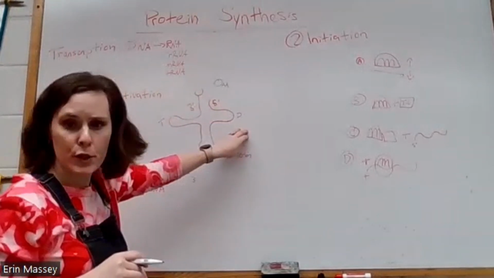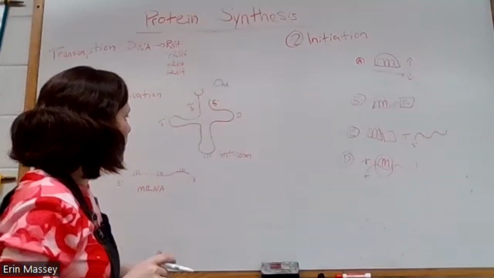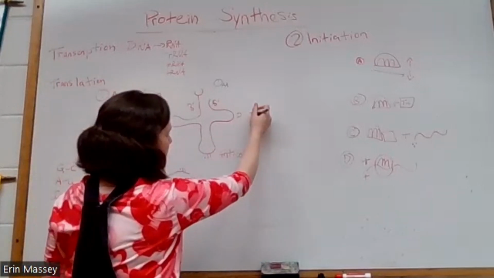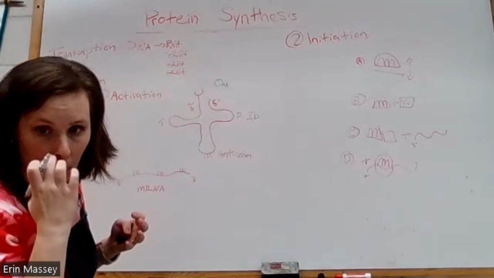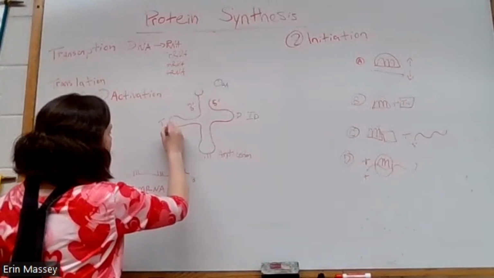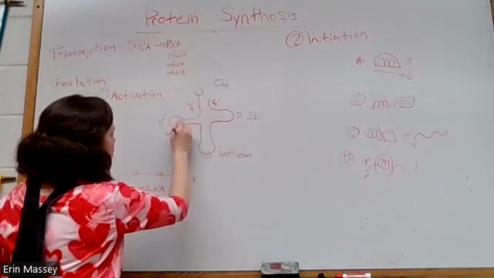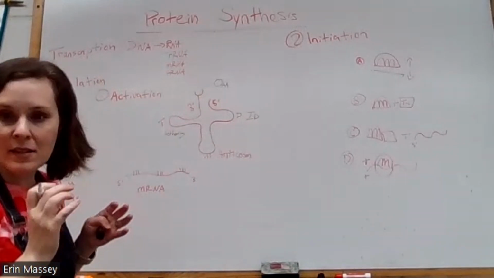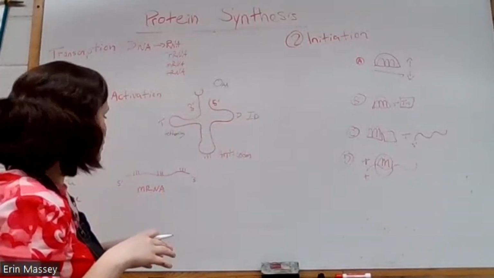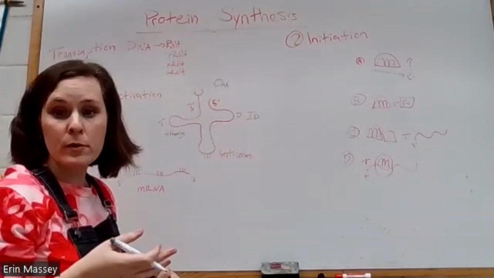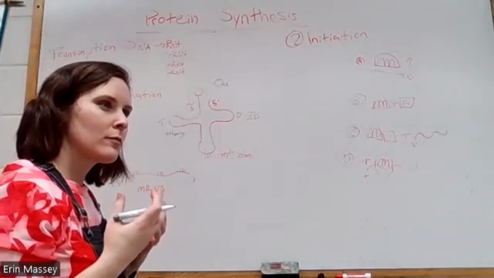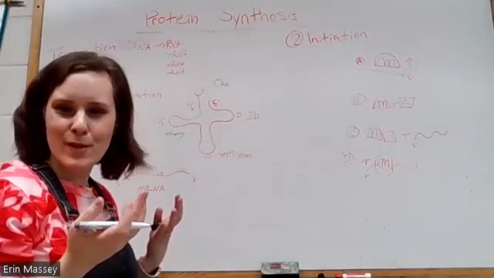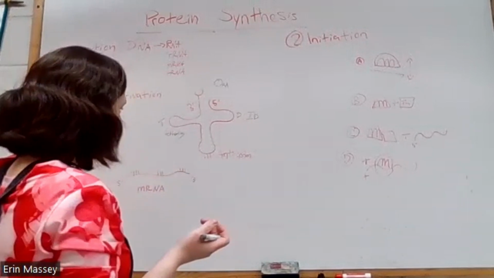It's also important to know these arms. The D arm is kind of your identification arm, and your T arm is your tethering arm, which is going to tether that tRNA to a ribosome. Ribosome is very important because it is the factory, the protein factory, if you will.